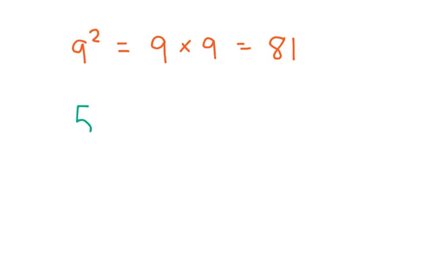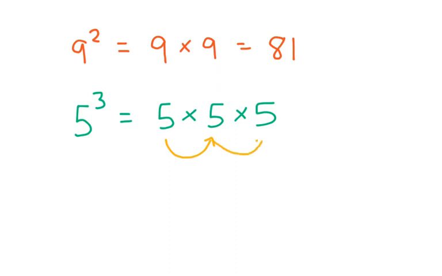If we have 5 raised to the 3rd power, that tells us we're going to multiply 5 by itself, and we're going to have 3 of them. So that is 5 times 5 times 5. And here I've got 5 times 5 would be 25. 25 times 5 would be 125. So 5 to the 3rd power is 125.